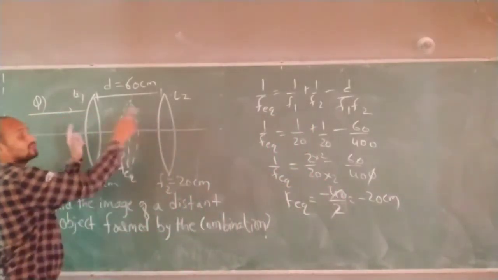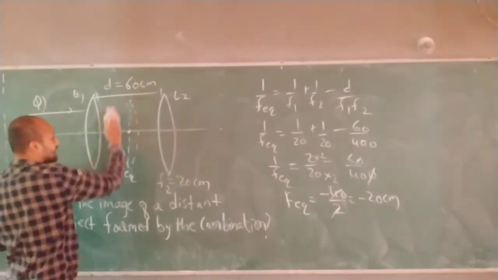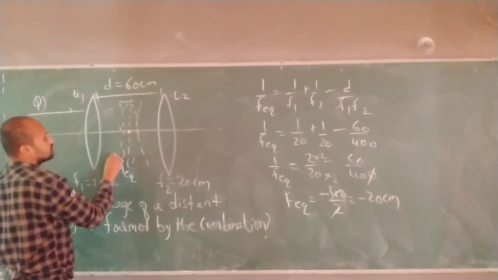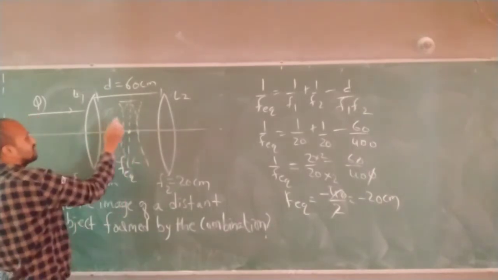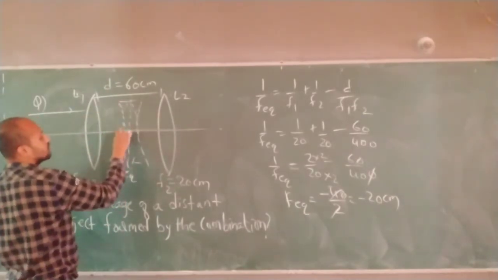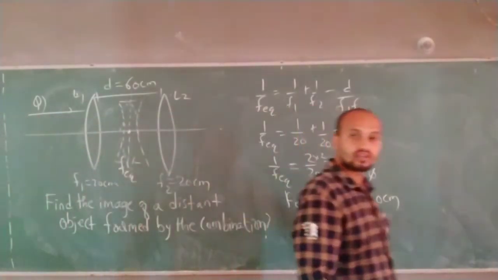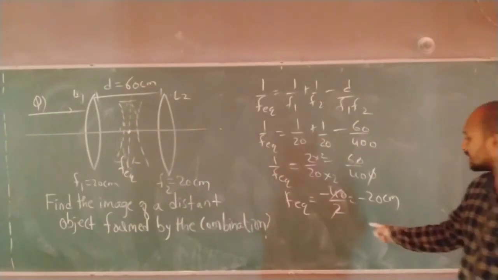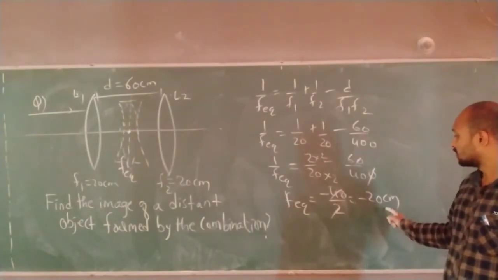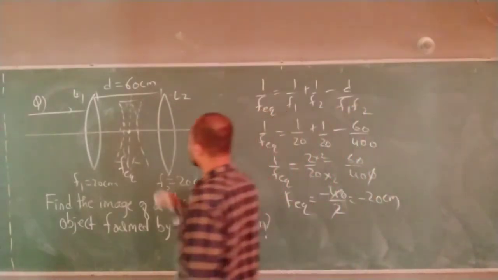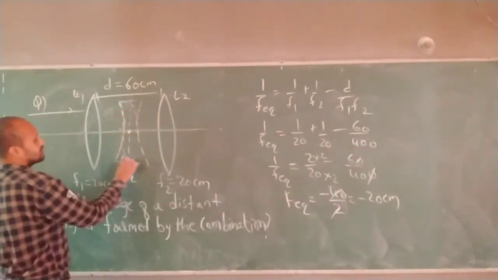The combination of these lenses will not act like a convex lens, but it will act like a concave lens. When the object is at infinity, the combination of these lenses acts like a concave lens. Yes or no? See the deviation produced. Focal length is negative for this type of lens. This has to be a diverging lens.